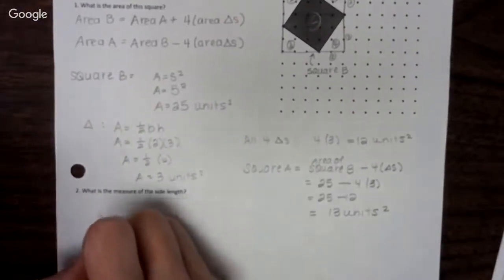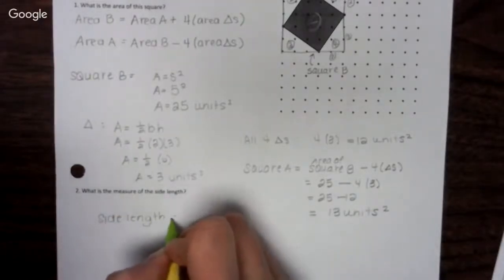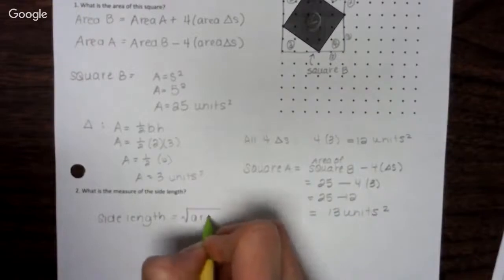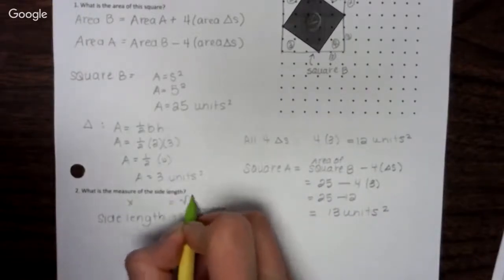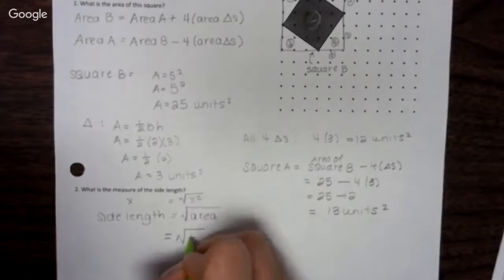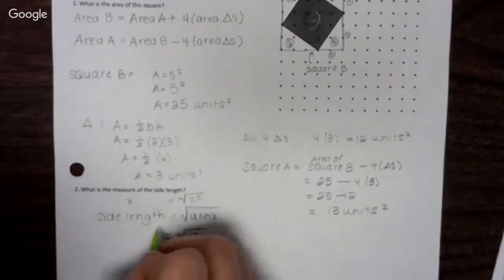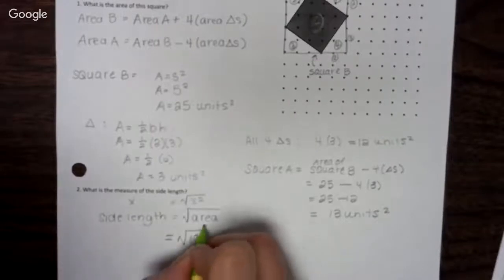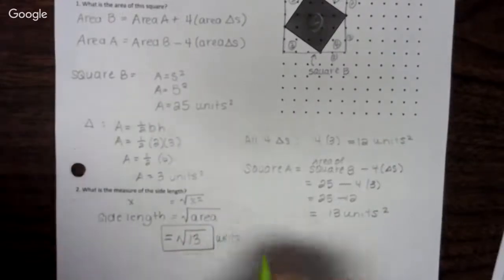Now, from yesterday, we learned that the side length of a square is equal to the square root of the area. That's how we found it. Remember, we said the side length was x, so we take the square root of x squared, because x squared is the area. So the square root of the area is the square root of 13. So my side length would be the square root of 13, and that would be units.